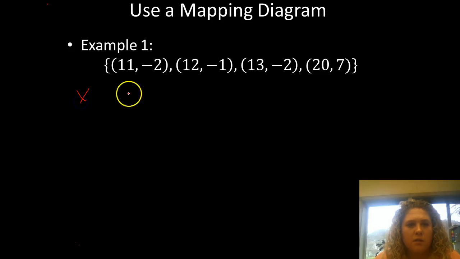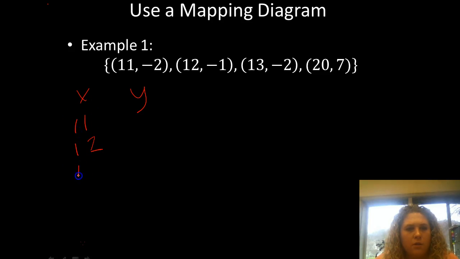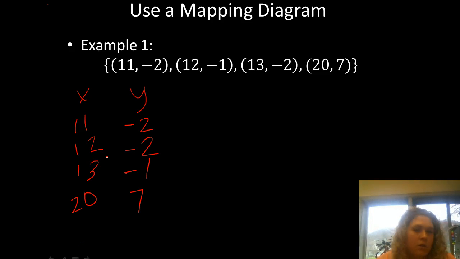My x's and my y's. So I have 11, 12, 13, and 20. My y's, -2, -2, -1, and 7. Okay, so now we're going to use arrows to draw from our domains to our range.